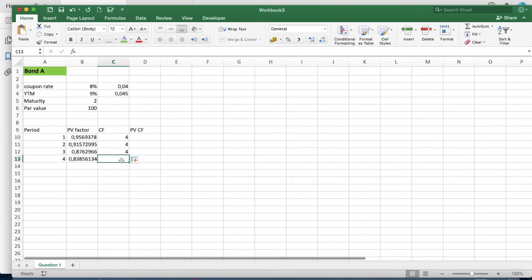Now for the final period, in addition to the coupon payment, we will receive the par value. So the final payment will be equal to the par value plus the coupon payment, so 104. Now the final step is to compute the present value of these future cash flows. All we have to do is to multiply each cash flow by the corresponding present value factor. Then we scroll down, and that's it.